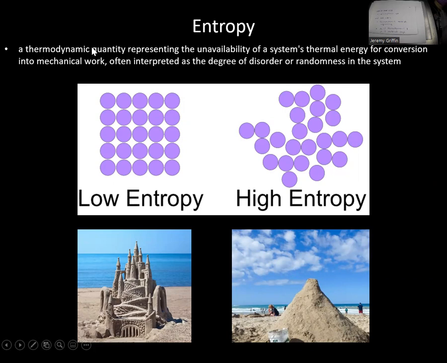So let me go back to the first part of the statement. Something about the unavailability of a system's thermal energy for conversion into mechanical work. So say you take a gallon of gasoline and put that in your car tank and then make your car run. Well, what are the energy conversions going on during that process? So first law of thermo, of course, says that the energy is conserved. So you're not creating or destroying energy, right?